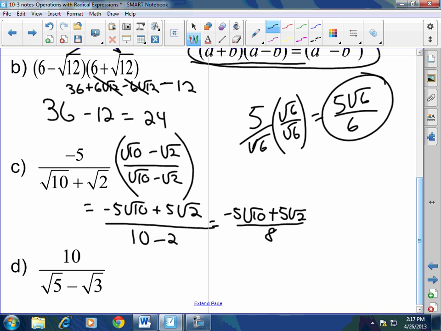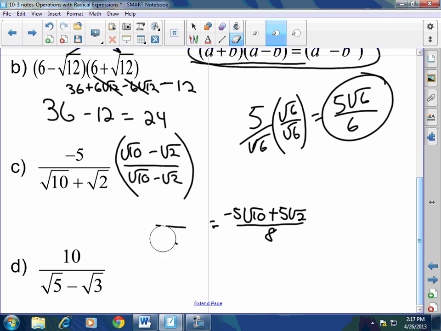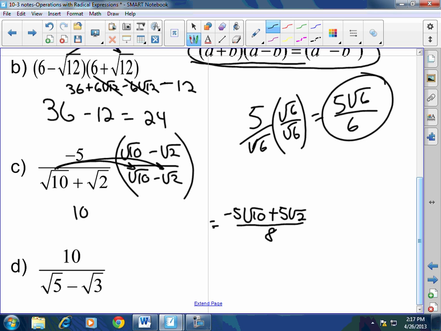If I want to do the long way, which I do not recommend, but if you have to, square root of 10 times square root of 10 is 10. Square root of 10 times negative square root of 2 is negative square root of 20. Square root of 2 times square root of 10 is positive square root of 20. Square root of 2 times negative square root of 2 is negative 2. Those cancel, and I'm left with 8. Do you guys see that?